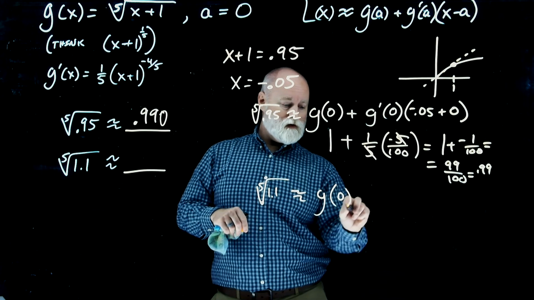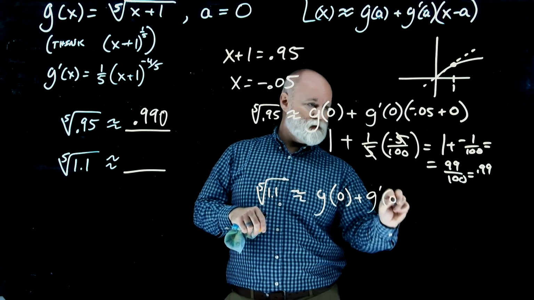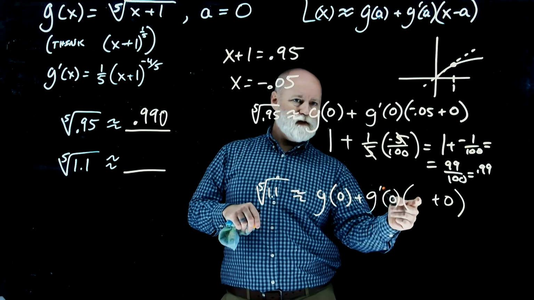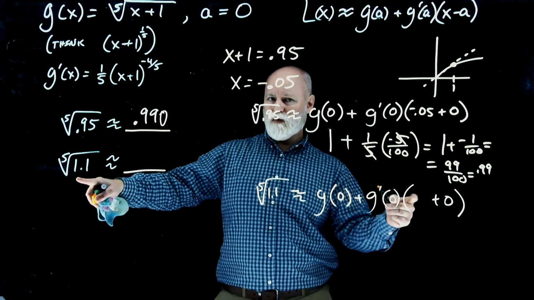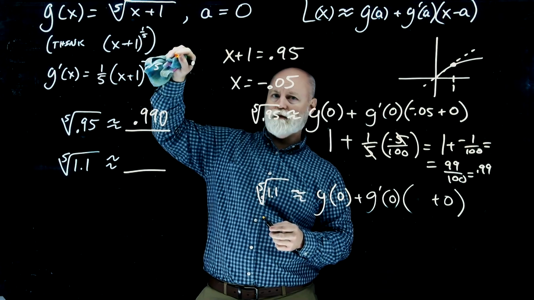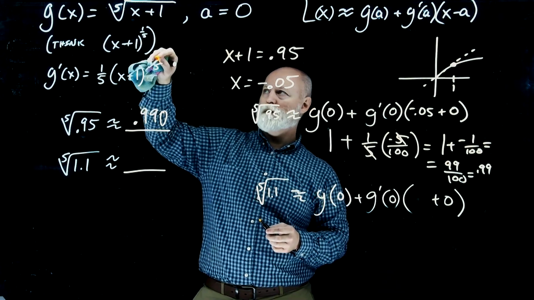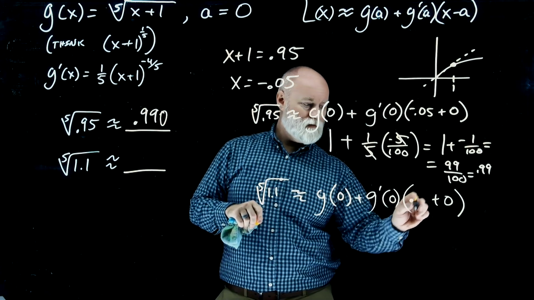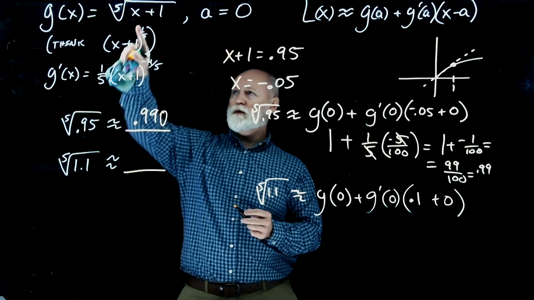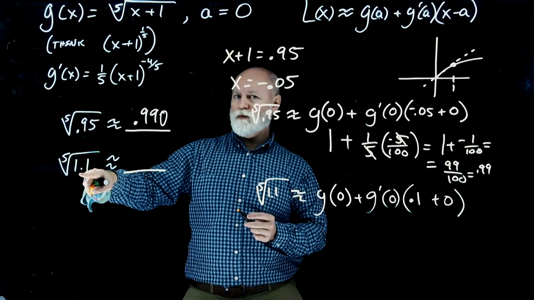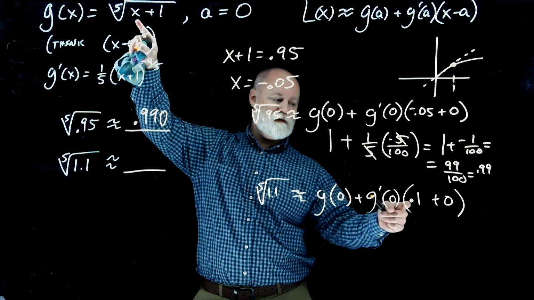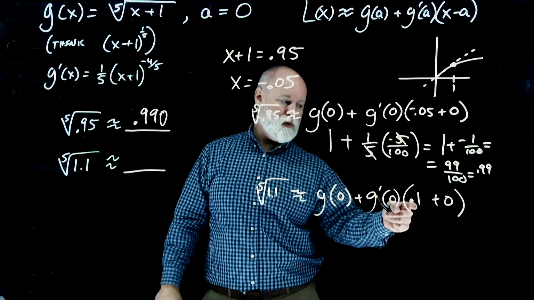So g of 0 plus g prime of 0, and then plus 0 right there. But we've got to fill this piece in. But we're not going to use 1.1. The function is using x plus 1. So how do we get 1.1? By letting x be 0.1. Right? So again, the value of 1.1 is what we want. We're going to add 1 to something to get 1.1, which means that we need to add 1 to 0.1.